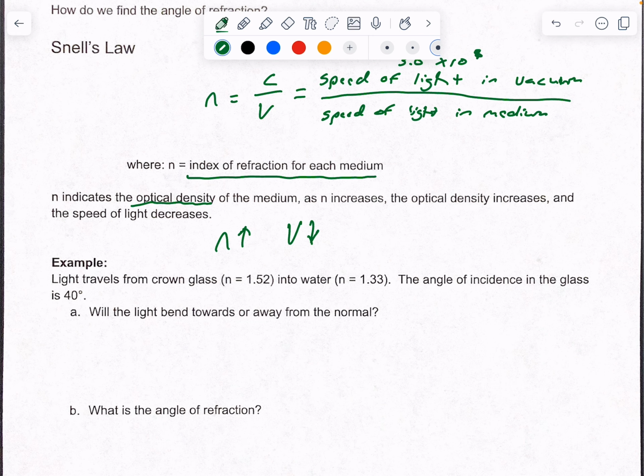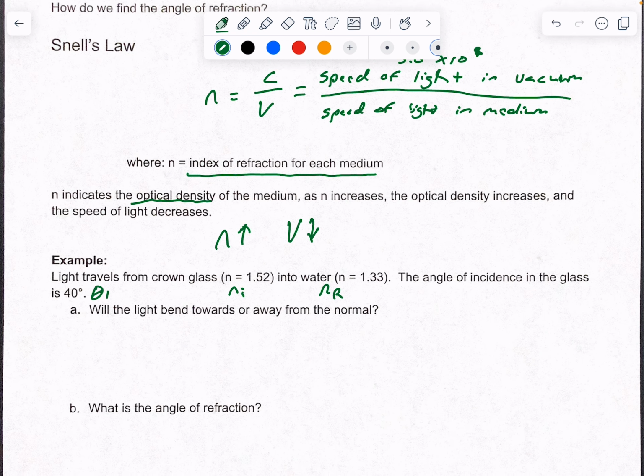So big thing here is you're going from crown glass to water. So your original is the crown glass, so this would be your Ni, and the water would be your Nr. Okay, now the angle of incidence, so that's your I, in the glass is 40, so that means this is my theta I, my original angle that I came in with. So make sure you can label that because you want to be able to keep that with the right spot.